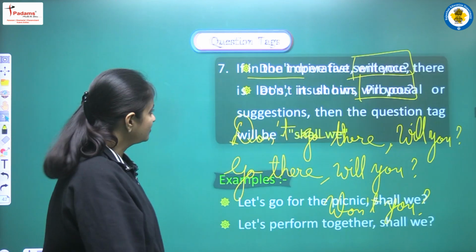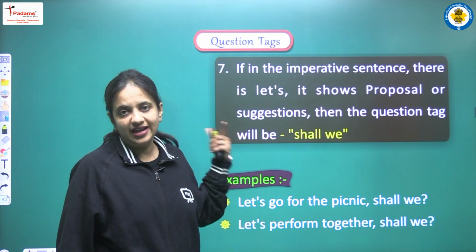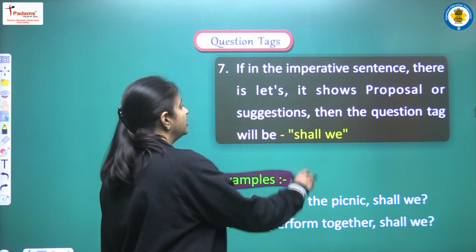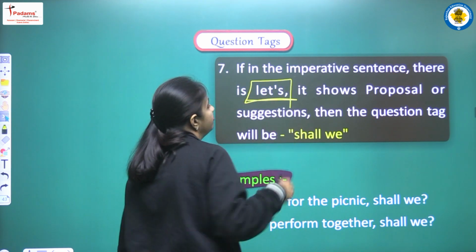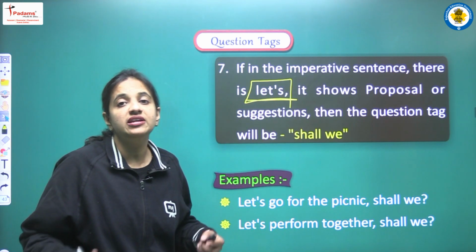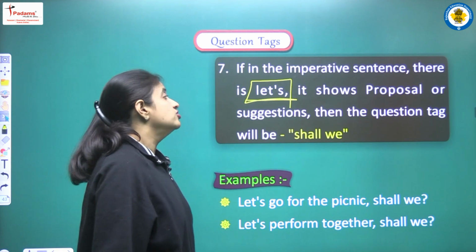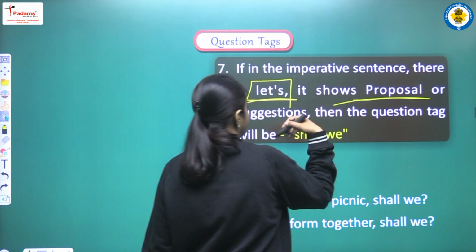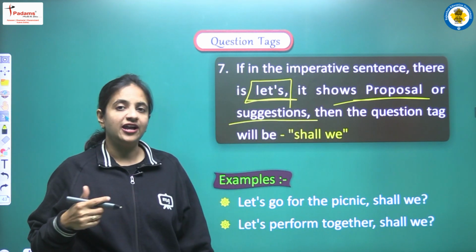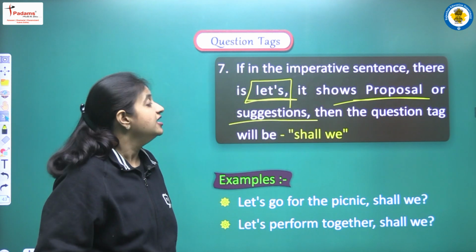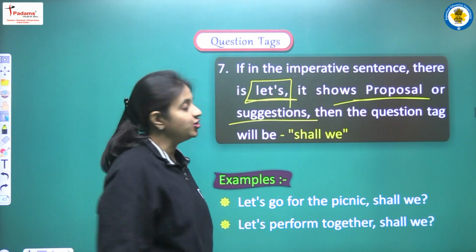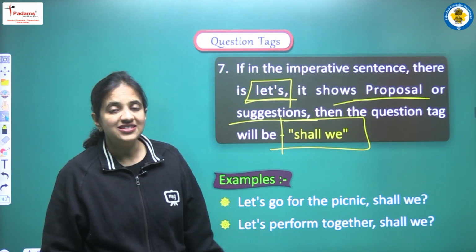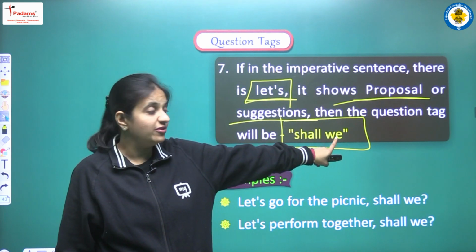Okay. Now moving on, we have the next rule. So let's see. If in the imperative sentence there is let's, then what is the rule? Because of this word let's, we have some kind of proposal or suggestion in the sentence. So now the question tag will be shall we. So what is the difference? The difference is: what is the pronoun that we are using now?